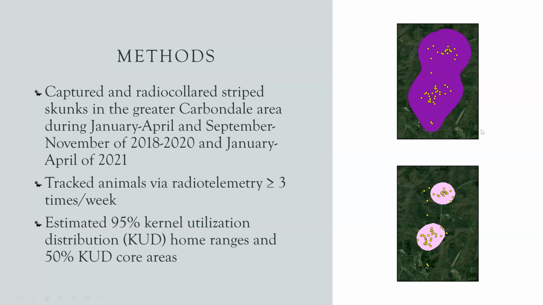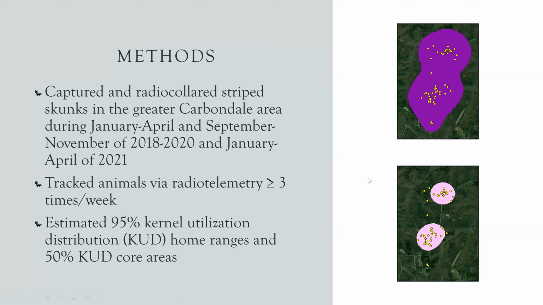And so what that essentially looks like is if these yellow locations are all known locations of an individual striped skunk, I can use this 95% kernel utilization distribution to estimate the area that the striped skunk is going to spend 95% of its time. So this really encompasses or estimates most of the area that this individual would be using.